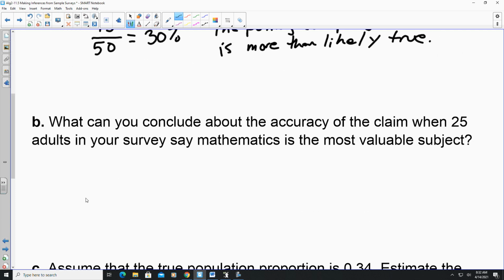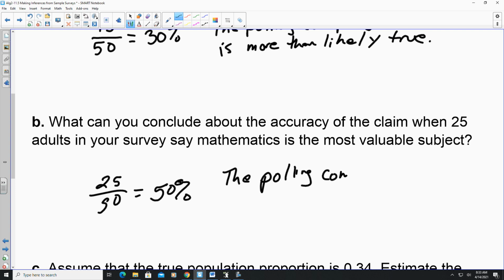Also, looking here, it says, what can you conclude about the accuracy of the claim when 25 adults in your survey say mathematics is the most valuable subject? Here, an entirely different survey had 25 of the 50, which gets you 50%. All right, 50% is not that close to 34%. So if your survey gave you that number, you could make an argument that the polling company's claim is more than likely false.